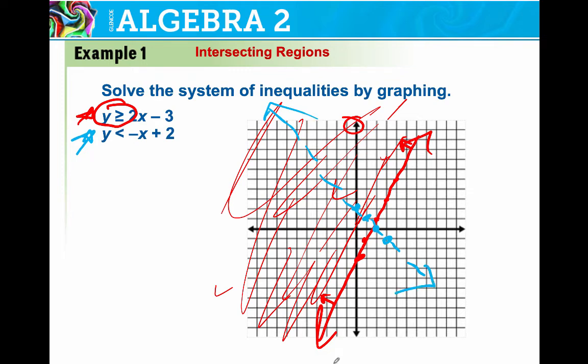Let's call that the business. And then I go, where are my y's less than? This is greater than, this is less than, so I'll be below this. So I'm all of this, but what are we looking for? We're looking for the overlap.